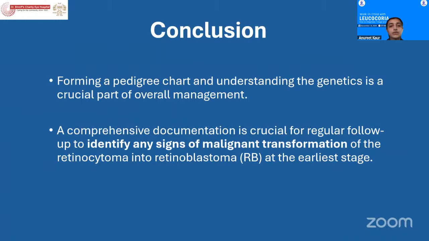So concluding, it is very important to form a pedigree chart, to do parental screening in cases of retinoblastoma, and to understand the genetics as a crucial part of overall management. Comprehensive documentation at each visit is very crucial for regular follow-up, to identify any signs of malignant transformation of retinocytoma into retinoblastoma at an earlier stage so that we can treat it on time.